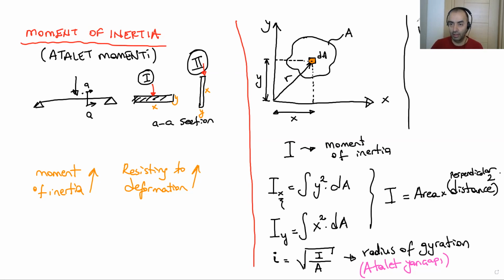If we are doing a calculation for the x-axis, we use Ix over A, square rooted. And for the y-axis, this is Iy over A. These are the radii of gyration for the x and y axes.